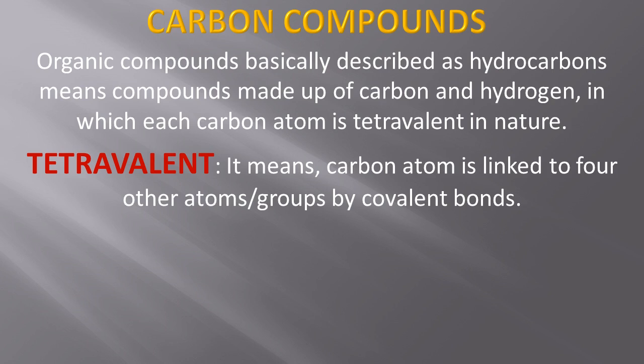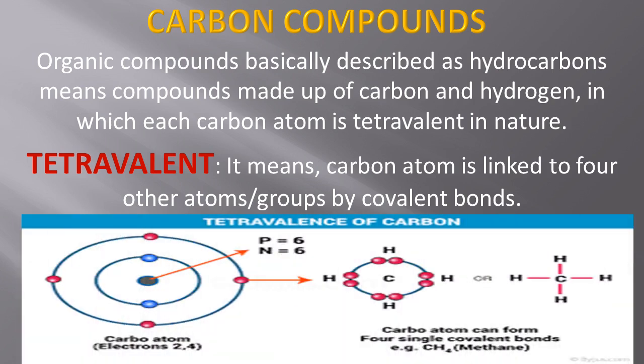So tetravalency is the property where the carbon atom is linked with 4 other atoms or groups, any atom, by means of covalent bonds. You can see here the formation of tetravalency in the carbon compound.